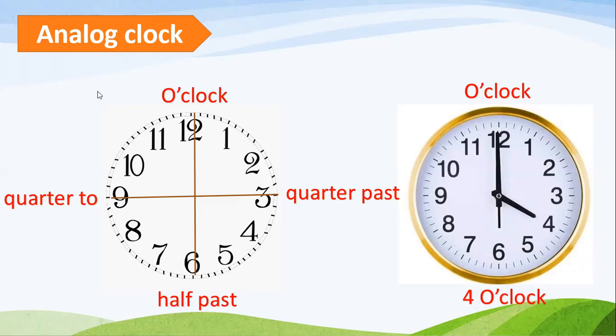Pay attention. Now we are speaking about the analog clock, the clock that has 12 numbers. The analog clock has 4 main directions or 4 special numbers, which are 12, 6, 3, and 9. We have to know very well, if the long hand points to 12, it means o'clock. If the long hand for minutes points to 6, it means half past. If it points to 3, it means quarter past. If it points to 9, it means quarter to.